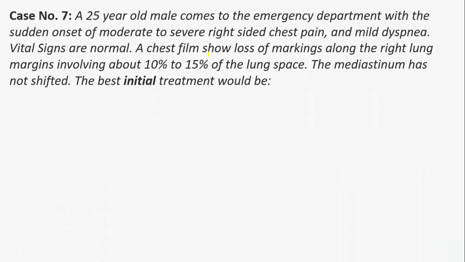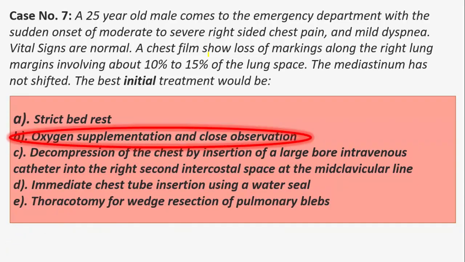Case number 7, a 25-year-old male comes to the emergency department with the sudden onset of moderate to severe right-sided chest pain and mild dyspnea. Vital signs are normal. A chest film shows loss of markings along the right lung margins involving about 10 to 15% of the lung space. The mediastinum has not shifted. The best initial treatment would be, again, because this is pneumothorax in which less than 10 to 15% of space is involved, oxygen supplementation and close observation.